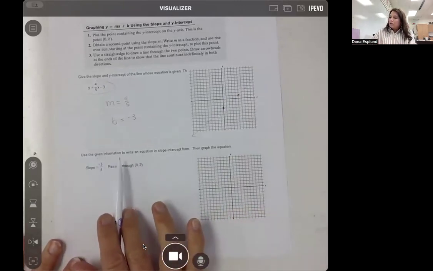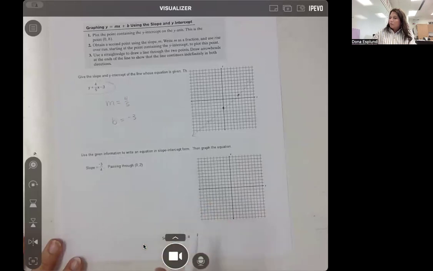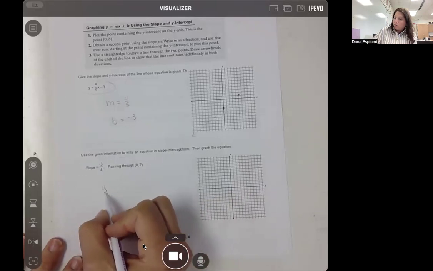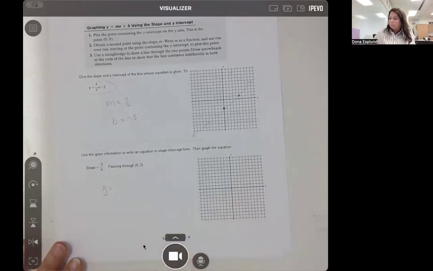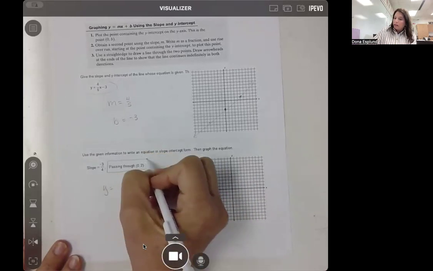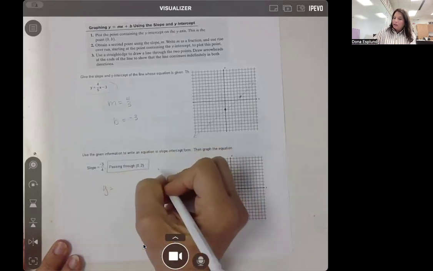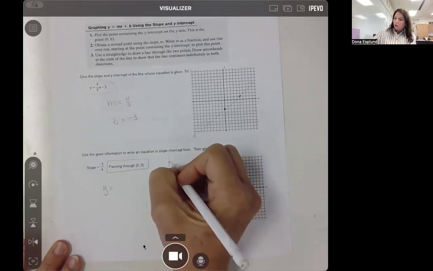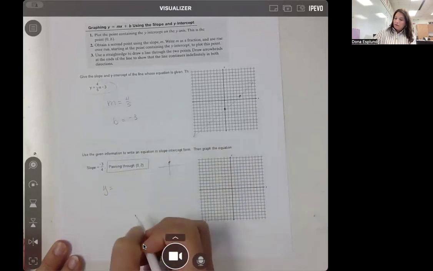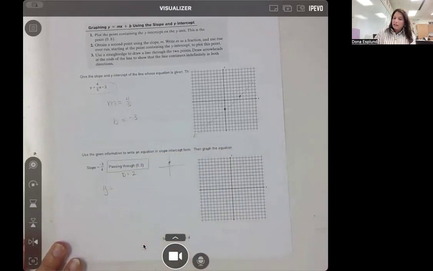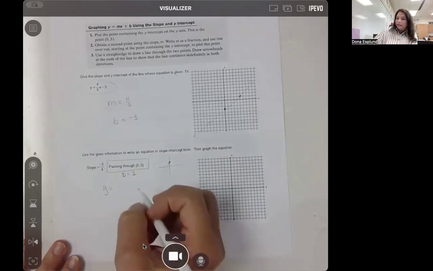The next one is use the given information to write the equation in slope-intercept form and then graph the line. So slope-intercept form, we're going to have y equals, can anyone tell me? It says it's passing through this point, 0, 2. That tells me that's going to be my y-intercept. So that means b equals 2. All right, so in this case, my equation would be what?